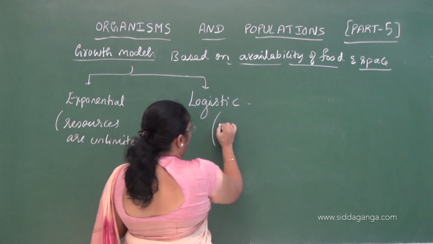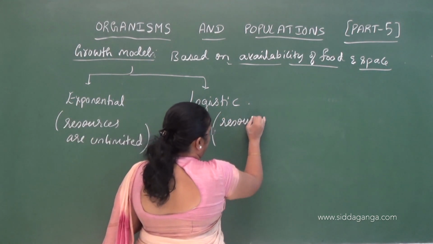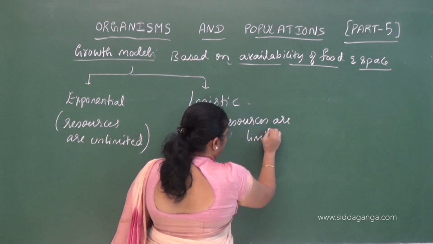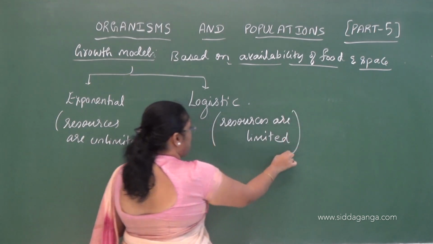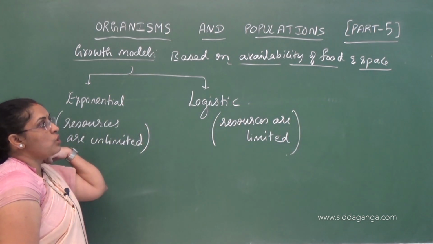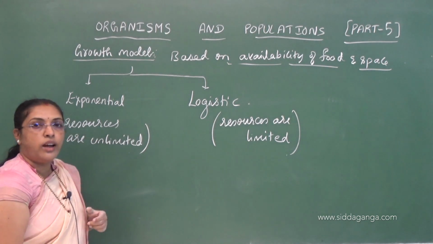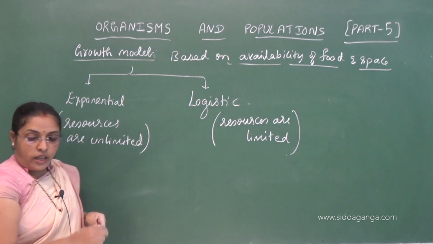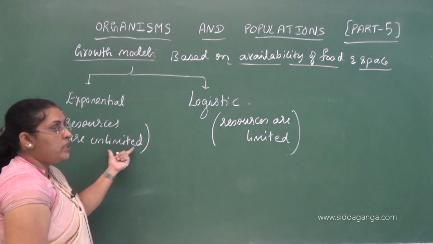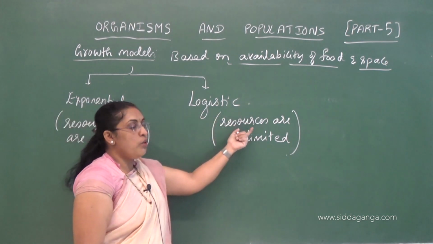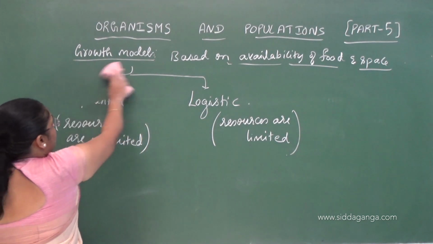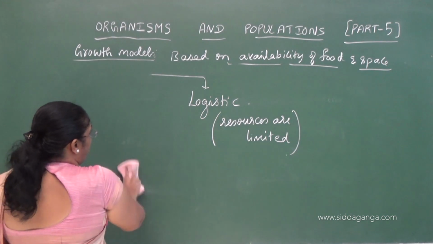Logistic growth is seen when resources are limited. Understood? So there are two types of growth models based on availability of food and space. Exponential growth we see when resources are unlimited, and the logistic growth model we see when resources are limited. We will go into detail about these growth models.